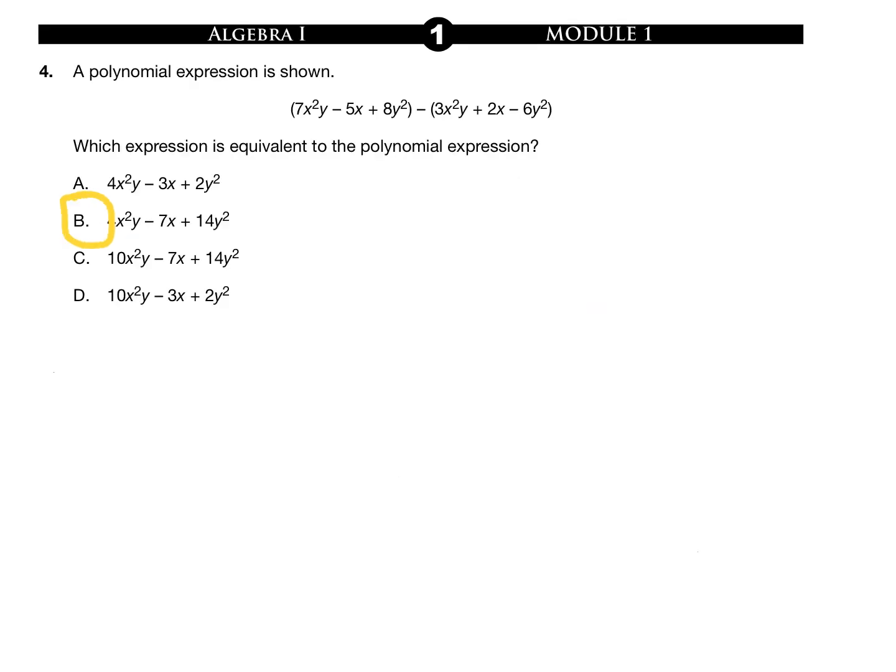Okay, now when we look at this one about a polynomial expression, they want you to basically just go through and see, can you match these up? And be careful, we do have a minus sign inside of our parentheses there. Whenever we match these up, the 7x squared y minus 3x squared y gives us the 4x squared y. So right away, I can eliminate C and D.